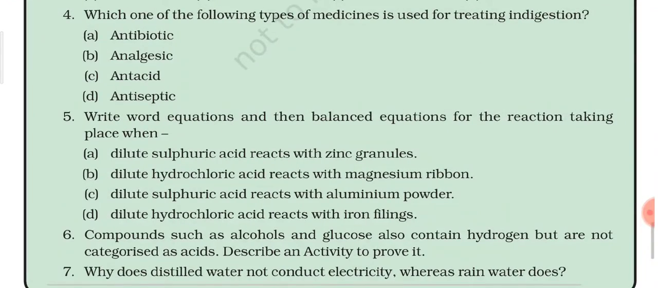Now question number 5, as you can see, write word equations and then balanced equations for the reaction taking place when. Now I hope that you have understood chemical equations and their balancing, and you can easily write the chemical equation from this word equation.